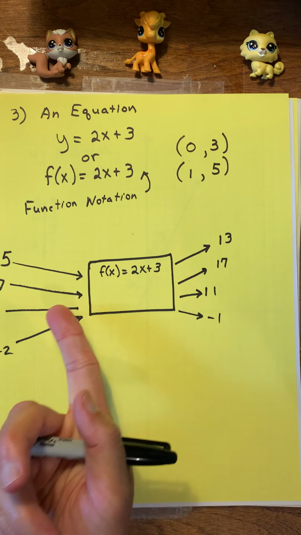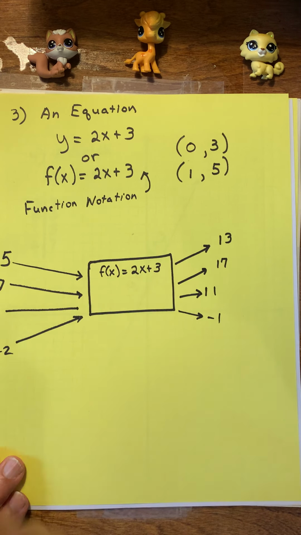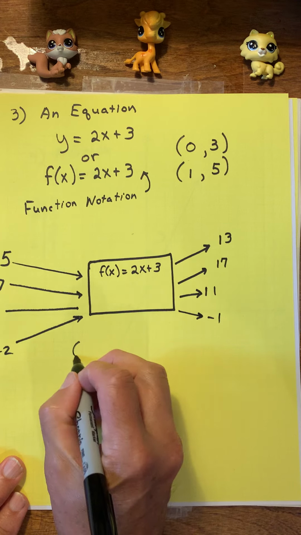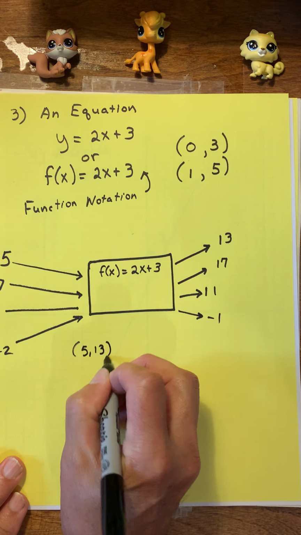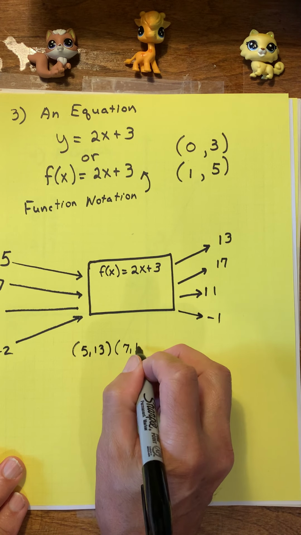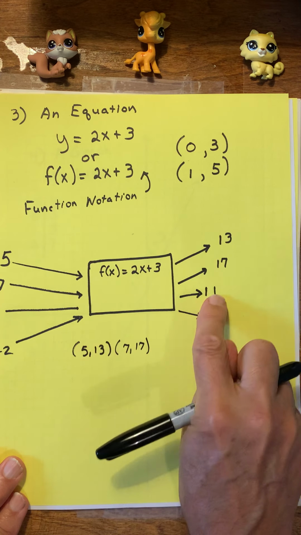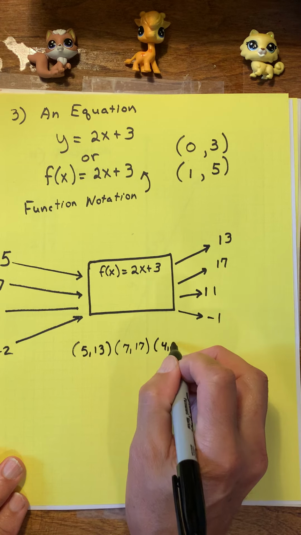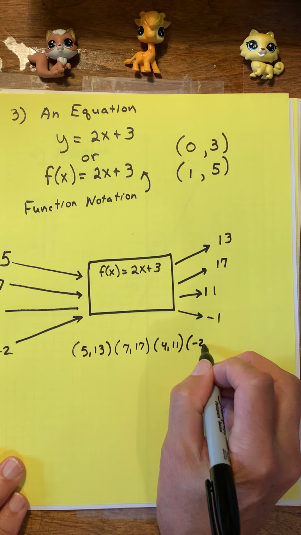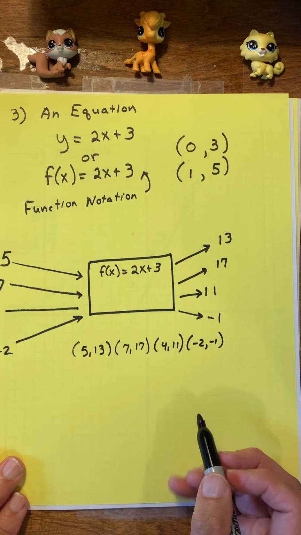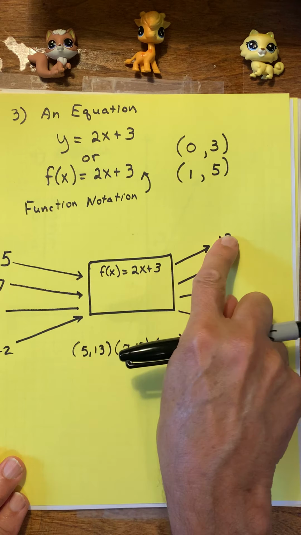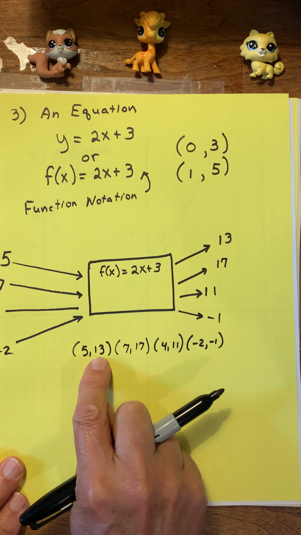So I can express this same idea with ordered pairs. Watch this, 5, 13. 7, 17. 4, 11. -2, -1. Right? Same relationship, same concept. I put a number in, it spits a number out. I put this in, it spits this out.